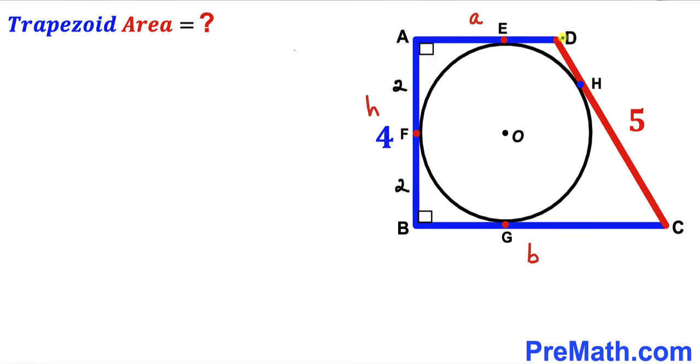Now let's focus on this side CD. I'm going to label this tiny segment DH length as x, and this other segment CH length as y. Then we can see that this whole side CD is x plus y, which is equal to 5. So I can write x plus y equals 5, and I'm going to label this as our equation number 1.